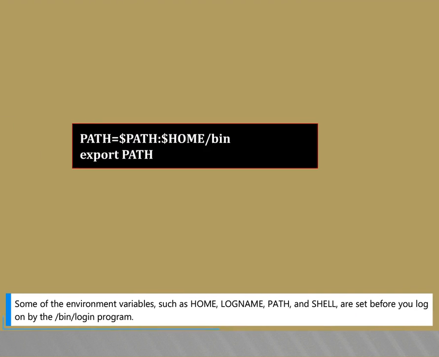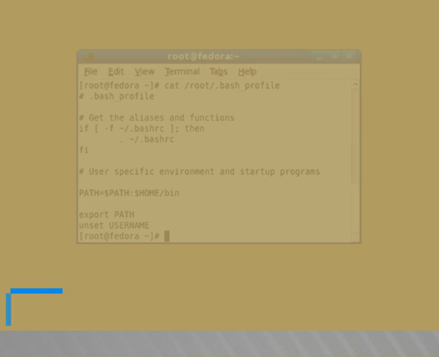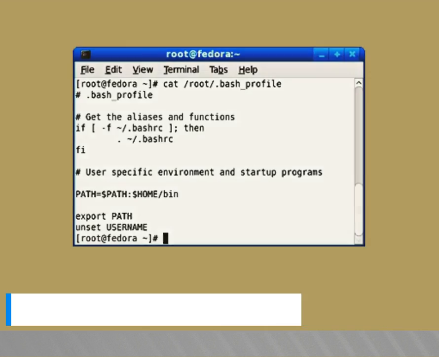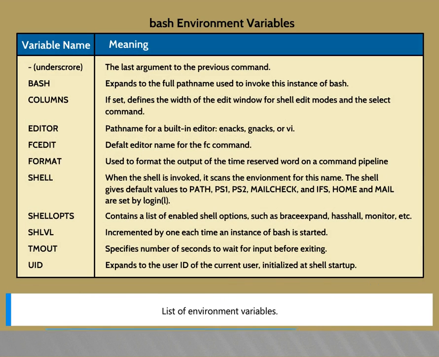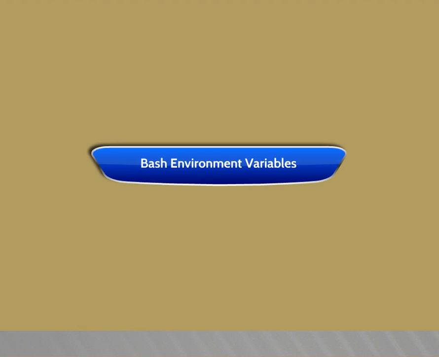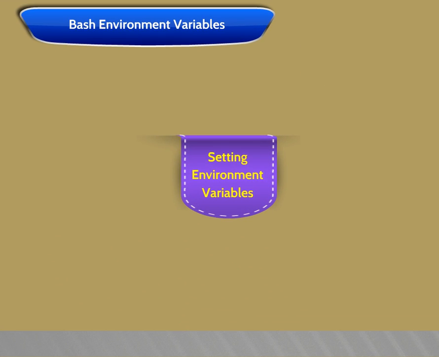Some of the environment variables such as HOME, LOGNAME, PATH and SHELL are set before you log on by the /bin/login program. Normally, environment variables are defined and stored in the .bash_profile file in the user's home directory. A list of environment variables. Bash environment variables. Setting environment variables.